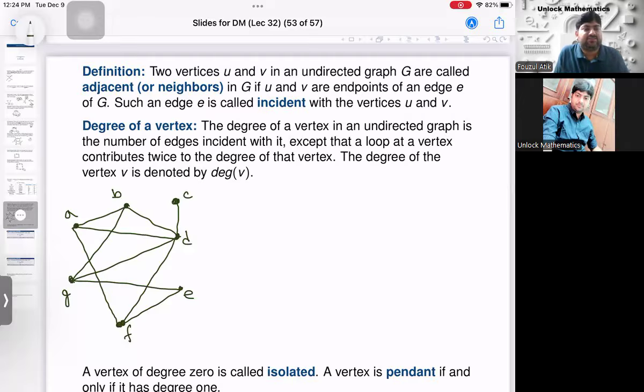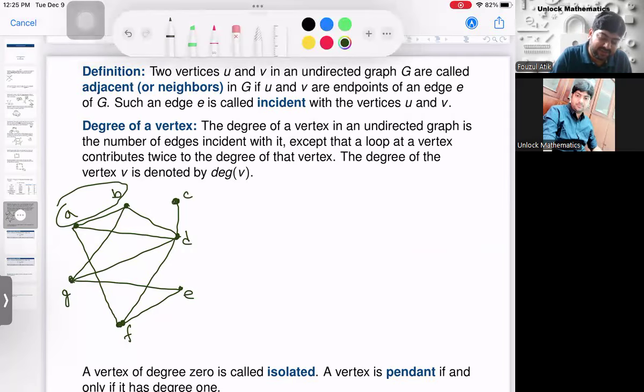Two vertices U and V in an undirected graph G are called adjacent or neighbors if U and V are endpoints of an edge E. Like these two vertices A and B, they are adjacent. Why? Because there is an edge between them, right? Similarly, C and D are adjacent. But D and E are not adjacent vertices. Why? Because there is no edge between them. Clear? Okay, next.